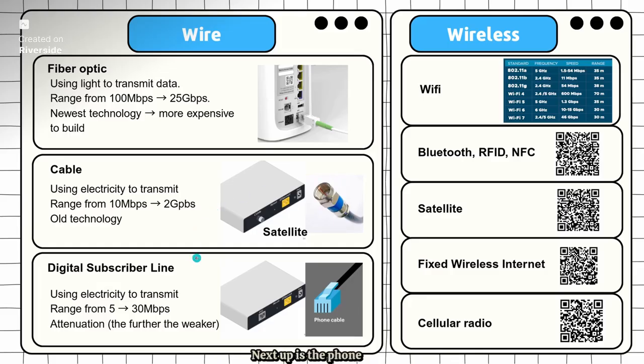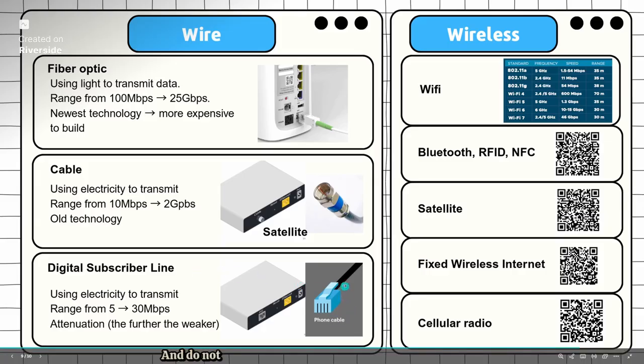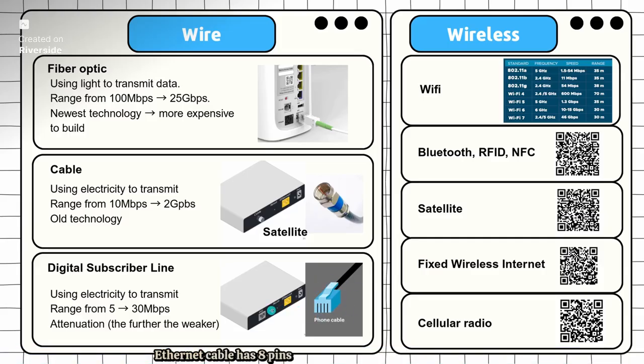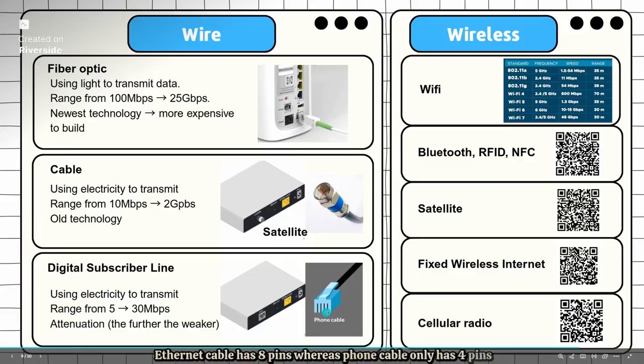Next up is the phone cable. So it uses electricity to transmit, but the range is really low. It only transfers up to 30 megabit per second. But the drawback is that the further from your house to the ISP, the weaker the signal will be. And do not mistake this phone cable with an Ethernet cable. Ethernet cable has 8 pins, whereas phone cable only has 4 pins. So please remember that.